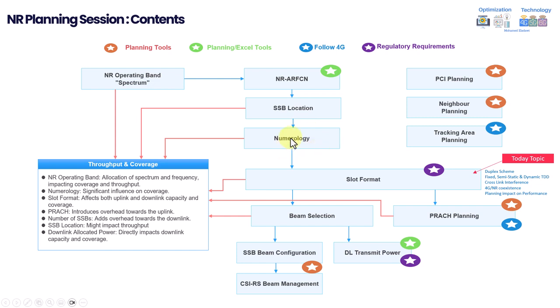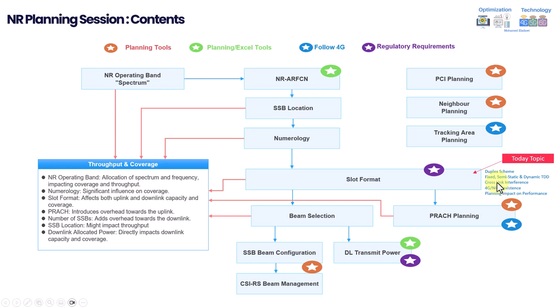Then we'll go through the NR channel raster, which will be covered under the same part of the operating band. Then we'll go through the slot format, and this is one of the most important topics which you really need to understand because it's new compared to 4G. It's kind of similar, but it has many new inputs. So today's session will mainly be about the slot format, and we'll start with this part.